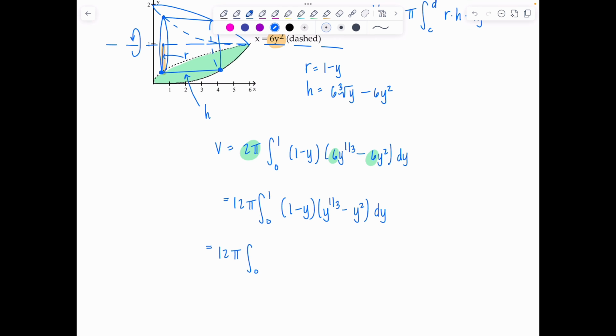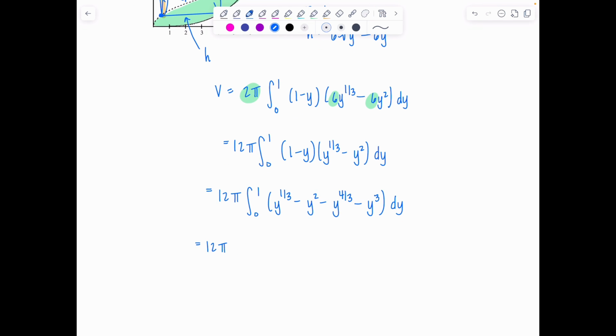So 12 pi integral 0 to 1, y to the 1/3 minus y squared minus y to the 4/3 minus y cubed dy. And then just go term by term, add 1 to each exponent, divide by the new exponent. So this will be 3/4 y to the 4/3 minus 1/3 y cubed minus 3/7 y to the 7/3. You know what? This should have been a plus. Excuse me. Were you screaming at me through the screen? Good. 1/4 y to the 4th from 0 to 1.